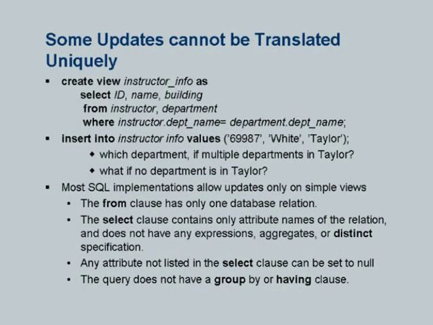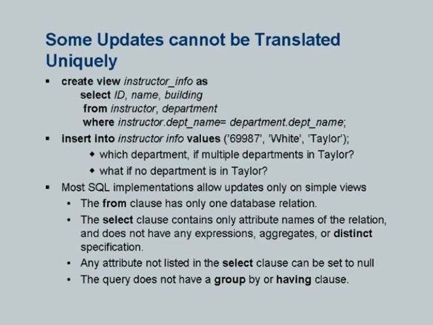Others can be made to work in one of several ways and you don't know which to choose. So here is an example, instructor information, which joins instructor and department and gets out the ID, the name and the building. So instructor and department are of course joined on department name. So we are getting the building in which the department of the instructor is. Now supposing I want to insert into this view a particular record with some ID, some name and a particular building. Observe that we do not have the department of the instructor in this view.